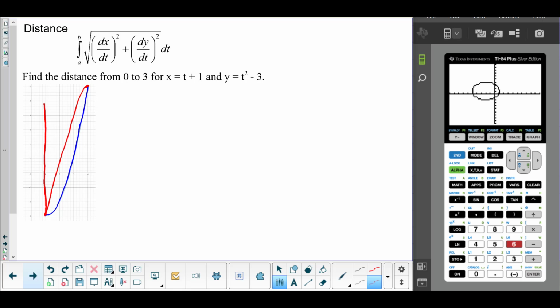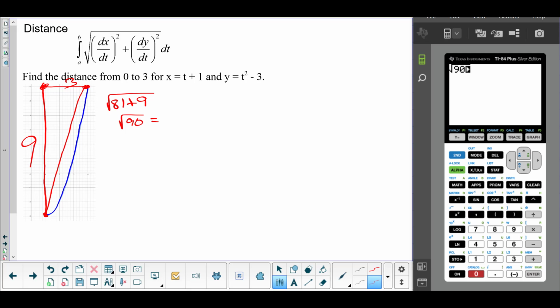But let's use the Pythagorean theorem to find the straight line distance, right? So this side from here to here is 9 units long, and from here to here is 3 units long. So we could say the square root of 81 plus 9. We could approximate the distance of the blue curve by doing the square root of 90. And let's just, for fun, get that. Square root of 90, 9.487-ish. And now you don't have to do this for your homework. We're going to do the calculus, but I just want to explain to you where this is coming from, really.